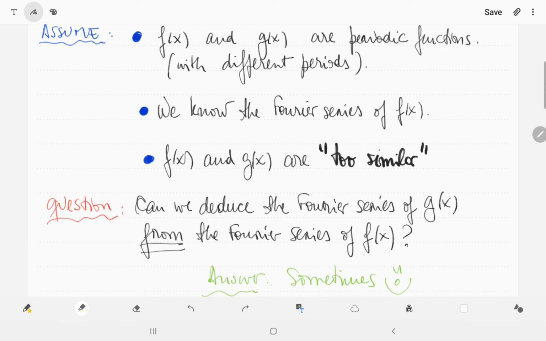Okay, so this is all about trying to recycle information, let's say, because we have two functions, f and g, that are too similar, and we know the Fourier series representation of one of them. So we wonder if we can recycle that information and get the Fourier series representation of g, so we don't have to compute everything from zero.